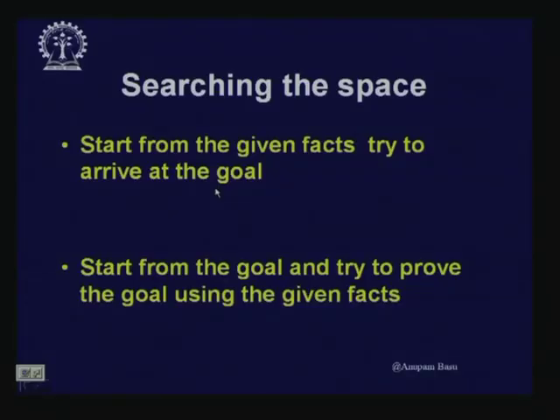So, in that way we proceeded. This is another way, where we start from the goal node and try to prove the goal using the facts. Sometimes this second approach is known as goal driven search, and the first approach, starting from the given facts to arrive at the goal, is known as data driven search.